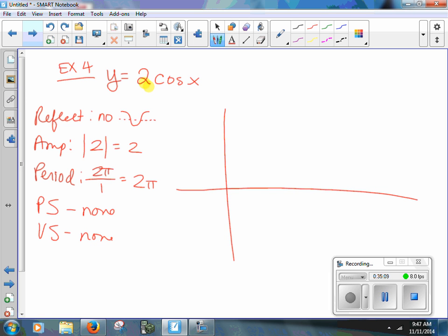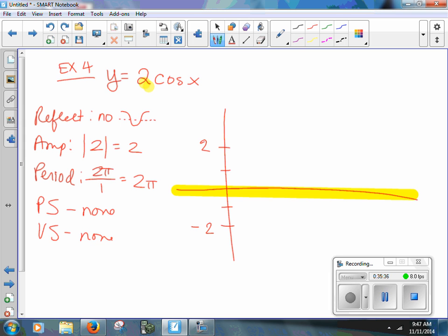Oscillation line is the midline. If there is no vertical shift, the oscillation line is still going to be the x-axis. And I don't have a vertical shift. So my oscillation line is going to be the x-axis. Now, this thing's going to go up to, and it's going to go down to. Do you guys agree with me?